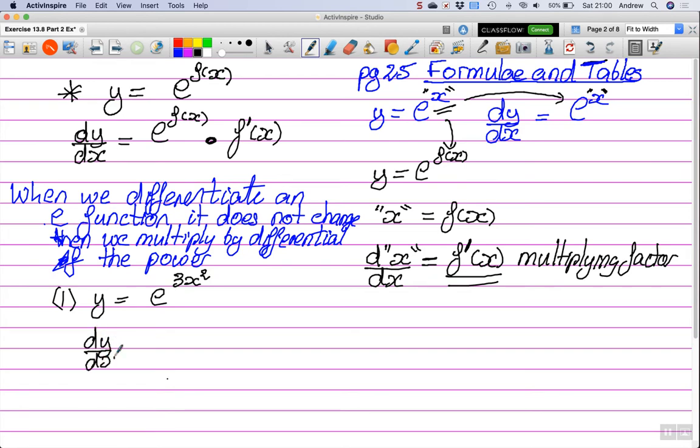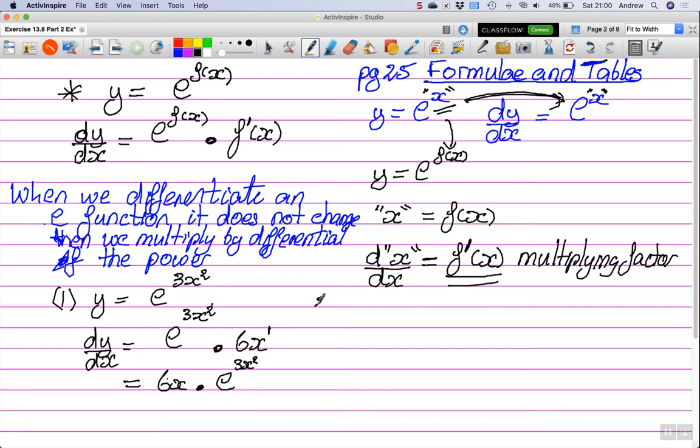And when we differentiate an e function, according to the formula book, it does not change. So it remains e to the 3x squared. But what we then have to do is remember to multiply by the differential of the power. The differential of the power is: multiply by the power to get 6x, and then put the power down one. And then usually we rewrite it with the 6x at the front multiplying the e to the 3x squared.